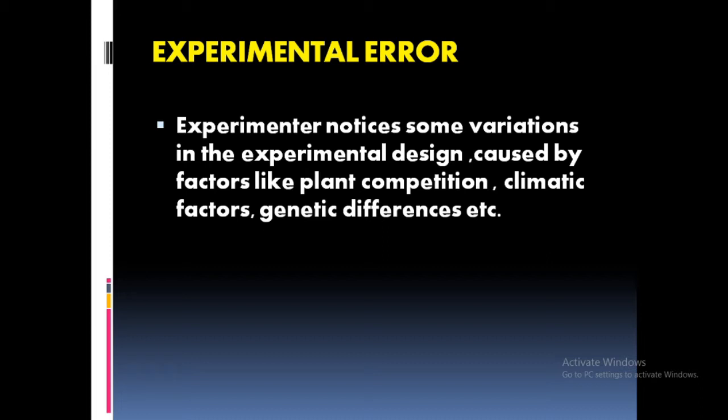You've got the experimental unit, treatment, etc., and you constructed your design, everything. But after the experiment, an experimenter can notice some variations that may be due to various extraneous factors, maybe due to plant competition, or factors like climatic or genetic differences, etc. So these may influence our design and some error will be there.